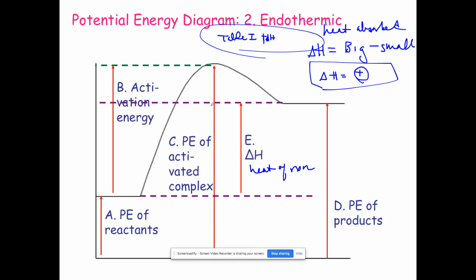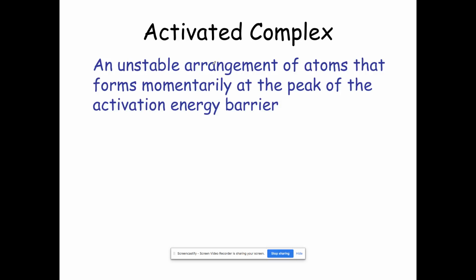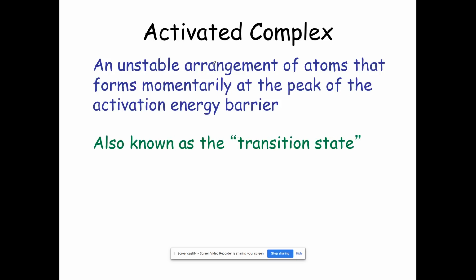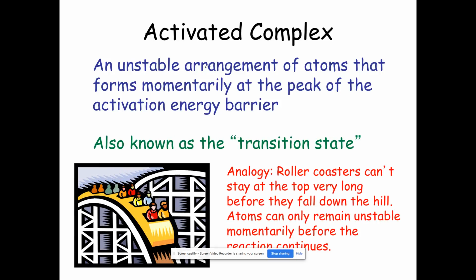I've got a couple more definitions. The activated complex, which you remember is this top, the absolute crest of the hill. It is a very unstable arrangement of atoms that forms momentarily at the peak of the activation energy barrier, sometimes known as a transition state. So this is a lot of writing. The activated complex is not always on the Regents. It's not super duper important. But you need to know that this is the maximum. This is the super unstable point before the reaction is undergoing. So my analogy, roller coasters can't stay very long at the top of the hill before they come down. Atoms can only remain unstable momentarily before the reaction continues. Same idea.